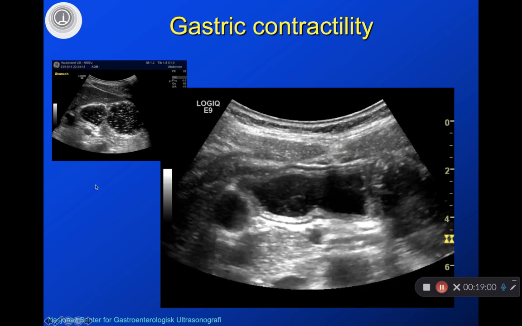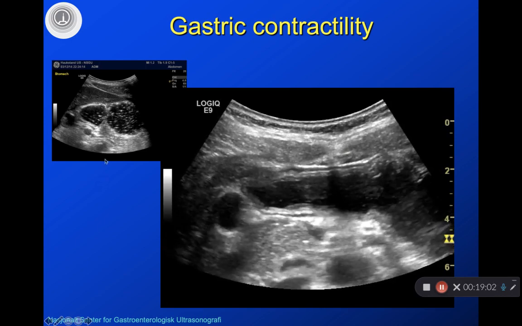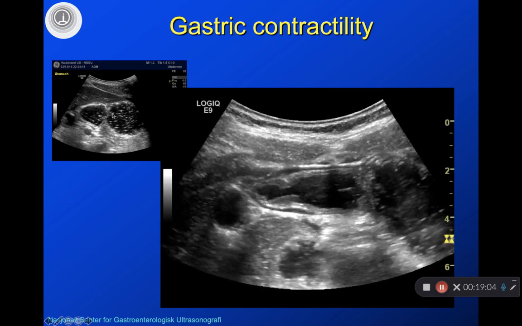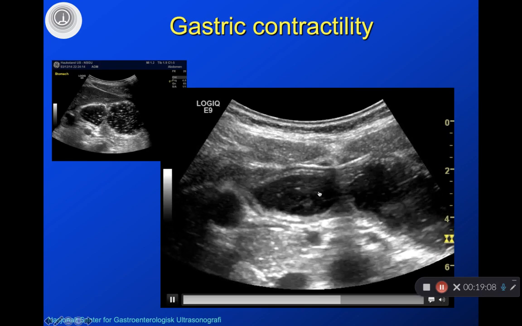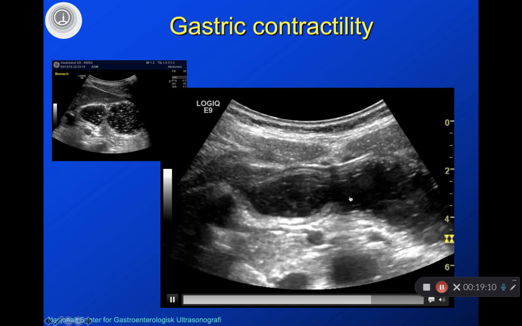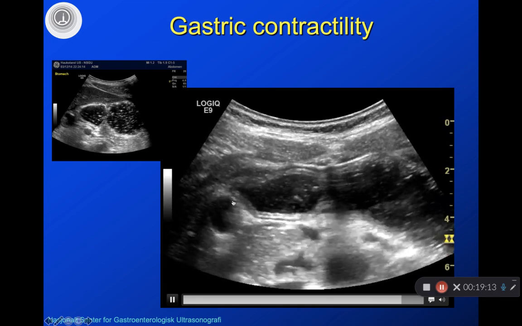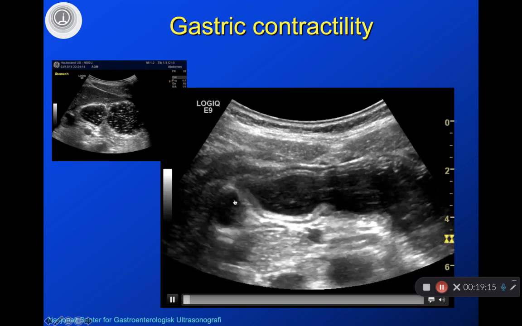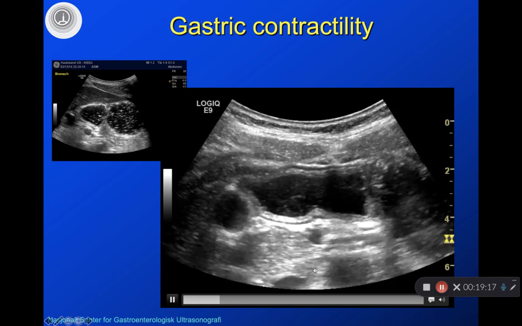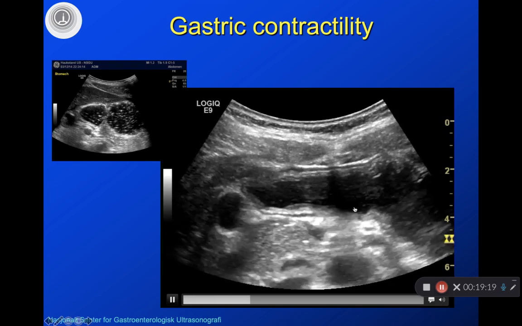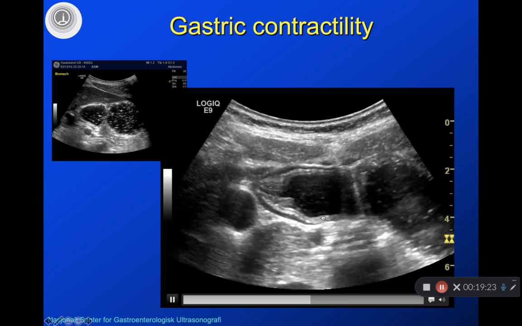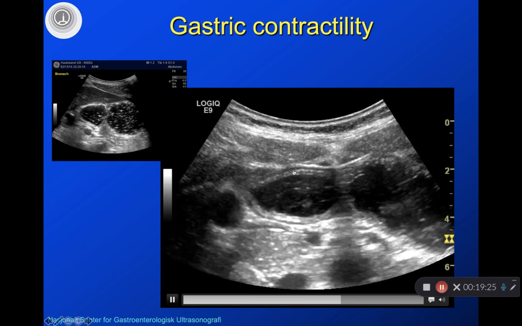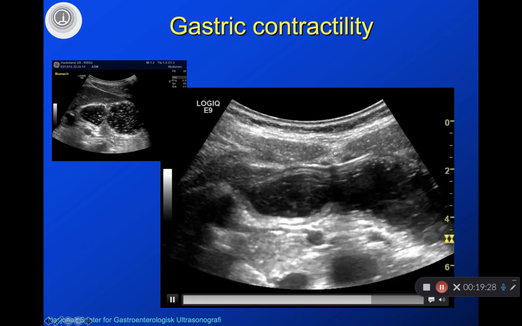Here is one example of gastric contractility. You can observe these indentations on the gastric mucosa, and live here you can see how a contraction is moving distally towards the pyloric region. You can also observe contractions in the small intestine below, and you can observe the 5 different wall layers here in the posterior wall and here in the anterior wall.